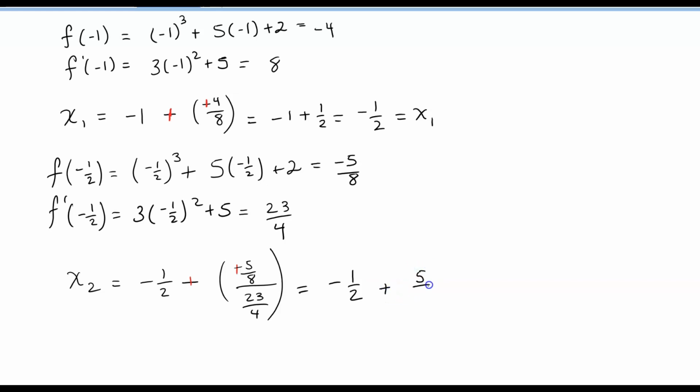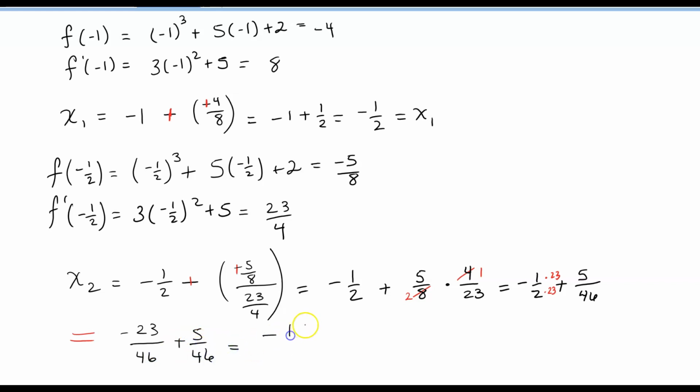We have -1/2 plus, and I'm going to have 5 out of 8 times, in this case flip the second fraction, 4 out of 23, and then we try to reduce where we can. This becomes 1 and this becomes 2 down here. We end up with negative 1/2 plus, and then 5 times 1 is 5, out of 2 times 23, 46. And then we can multiply the negative 1/2 by 23 out of 23, and we get negative 23 out of 46 plus 5 out of 46, a common denominator. We get negative 18 out of 46, which is exactly negative 9 out of 23 reduced, which is about negative 0.391. This is our x sub 2 value that we're concerned with.